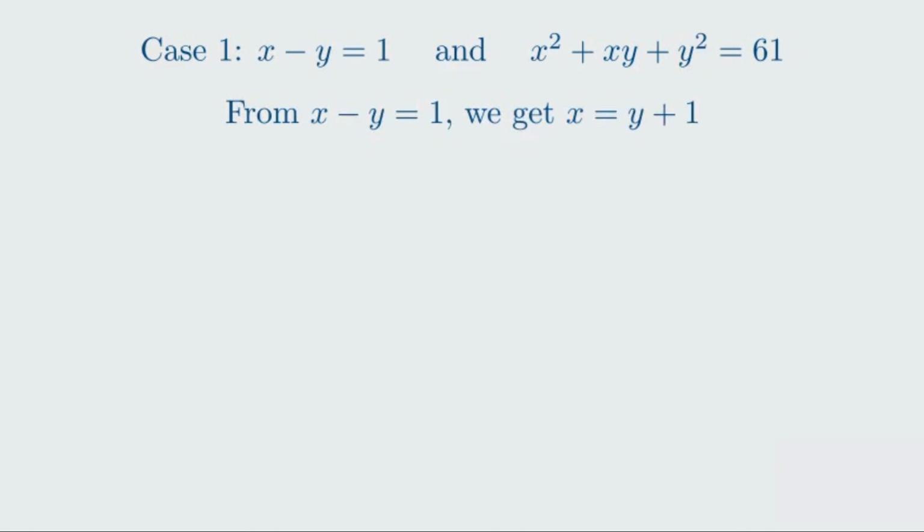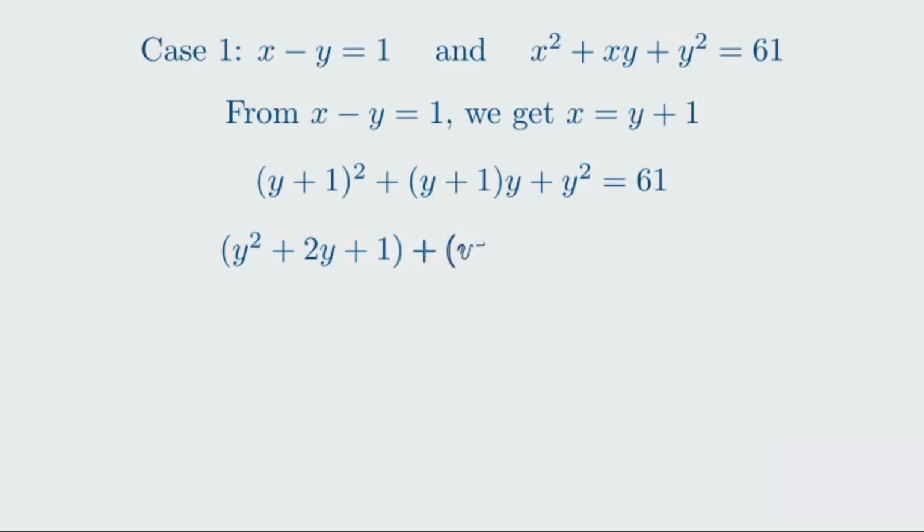Substituting y plus 1 for x, our equation becomes (y plus 1) squared plus (y plus 1) times y plus y squared equals 61. Let's carefully expand and simplify this expression. Expanding the terms, we get y squared plus 2y plus 1 plus y squared plus y plus y squared, all equal to 61. Combining the like terms, we have 3y squared plus 3y plus 1 equals 61. This is a quadratic equation in y. Let's set it to 0. Subtracting 61 from both sides gives us 3y squared plus 3y minus 60 equals 0.